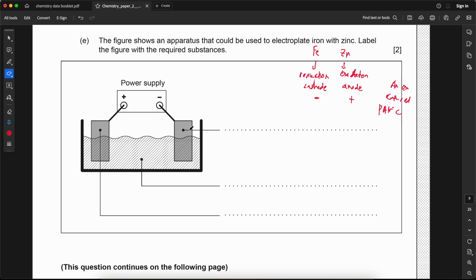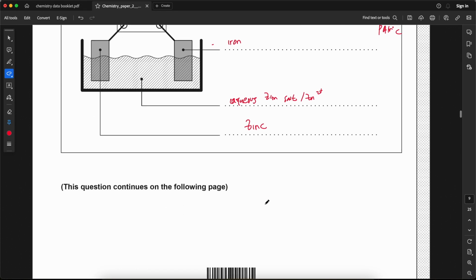So this one will be iron because it's negative, reduction, iron, and this one will be aqueous zinc salt or Zn2+, and this one, anode, will be zinc.